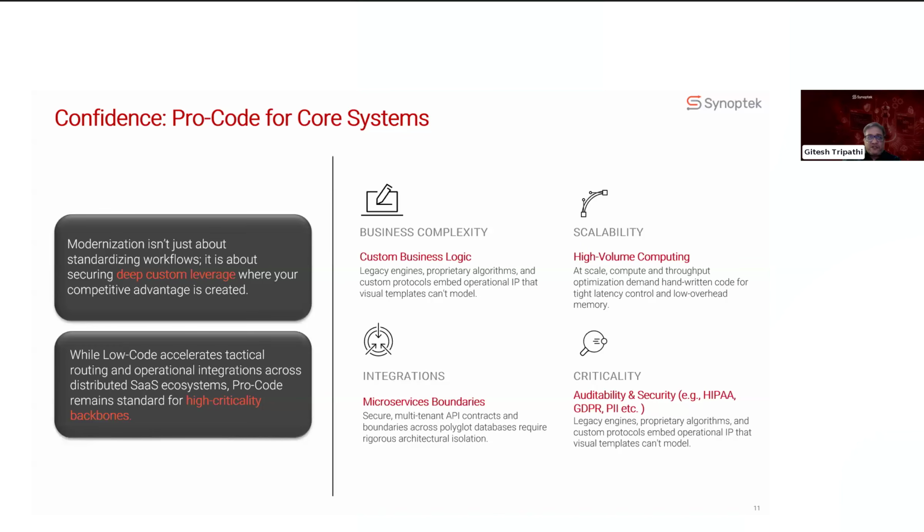The second domain is scale and high-volume computing. Many times we have seen millions of transactions happening in a day, and these transactions are massive. When your system needs to process millions of events, API calls, and database operations per second, every millisecond of latency translates directly into computational overhead and cost. Pro code modernization allows your engineers to write custom low-overhead memory pipelines, implement custom caching protocols, and optimize runtime performance. Low-code systems by design wrap visual blocks in a thick layer of generic auto-generated code, adding severe latency and resource bottlenecks that quickly collapse under enterprise-level stress.